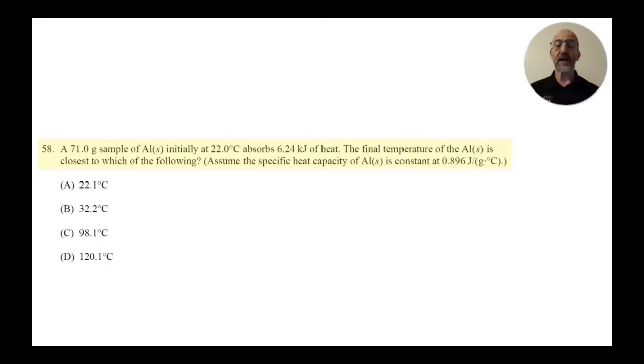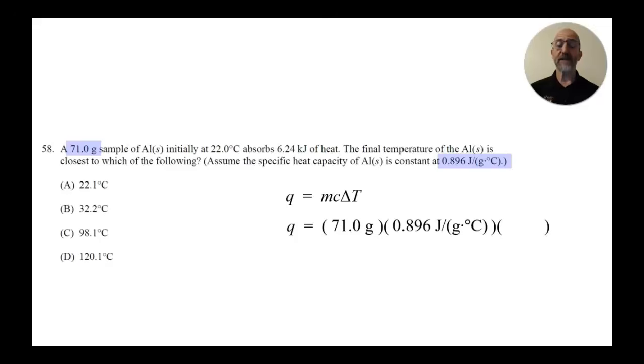So we're going to use the equation Q, the thermal energy or the heat, is equal to m, the mass, times c, the specific heat capacity, times delta T, the change in temperature. So I have the m, which is the mass of the sample, and that's 71 grams. I have the c, the specific heat capacity of aluminum, which is 0.896 joules per gram degree Celsius, and my delta T is, well, we don't know. That's what we're trying to find.